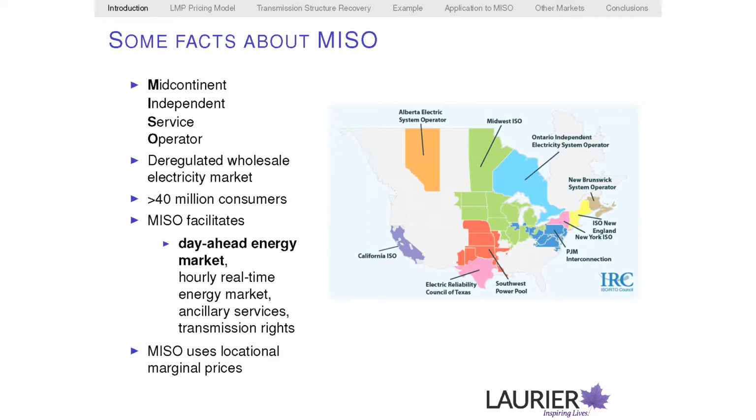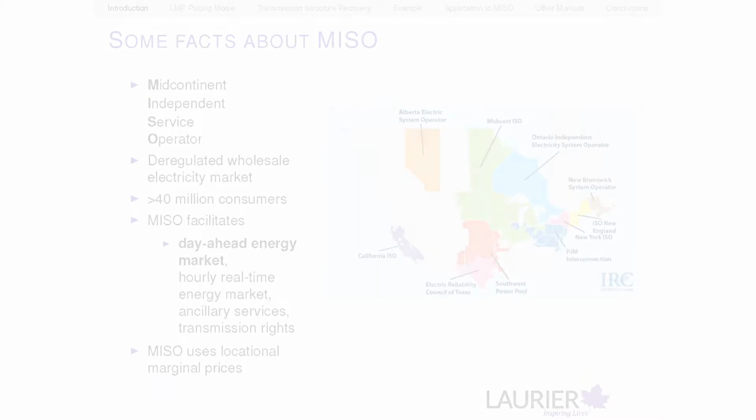They allocate this energy to large utilities and also large industry. The Midcontinent ISO is located, logically enough, in the middle of the continent. It's this green blob here, and is one of the larger deregulated wholesale markets. I think it's the second largest next to PJM and has some 40 million consumers within that footprint. They facilitate a variety of markets.